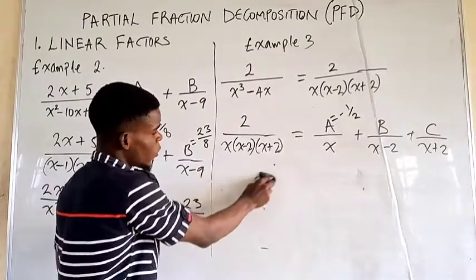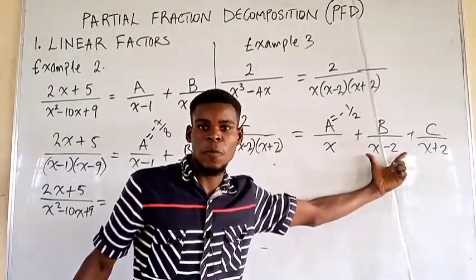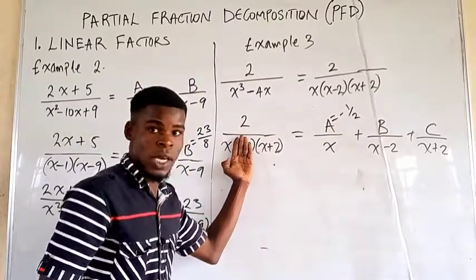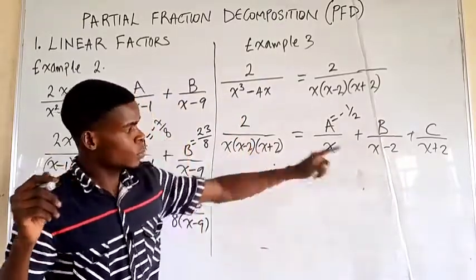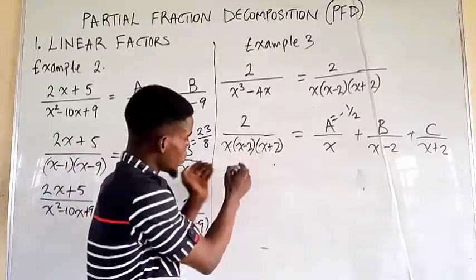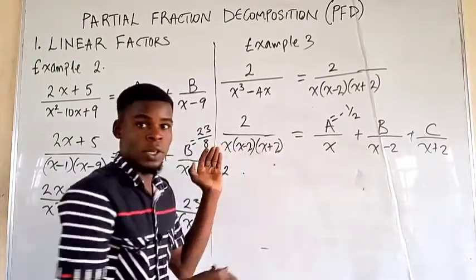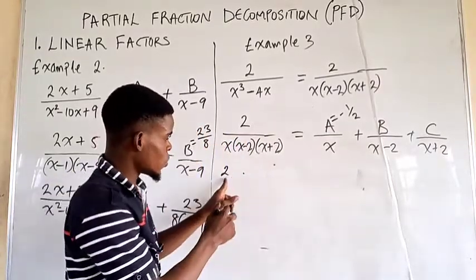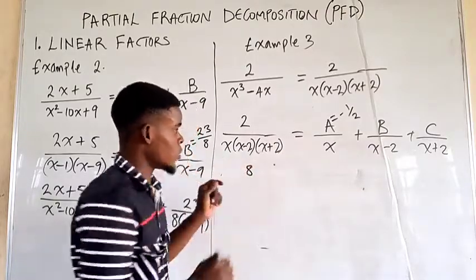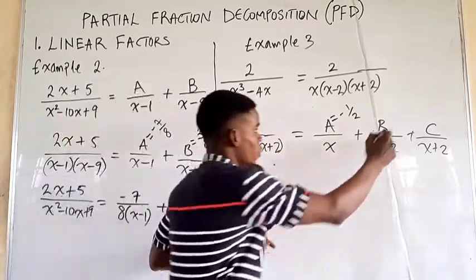To solve for B, we need to make the denominator factor 0. That is x minus 2 equals 0, which means that x is equal to 2. We cover that factor, x minus 2, and plug in 2 for x in the other factors. That will be 2 here, times 2 plus 2, which is 4. So 4 times 2 gives us 8 in the denominator. So 2 divided by 8 is 1 over 4 for B.